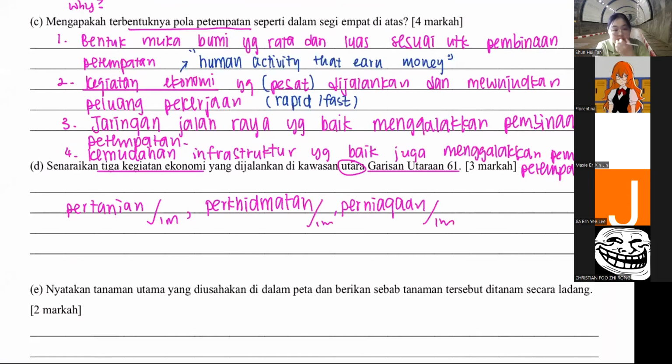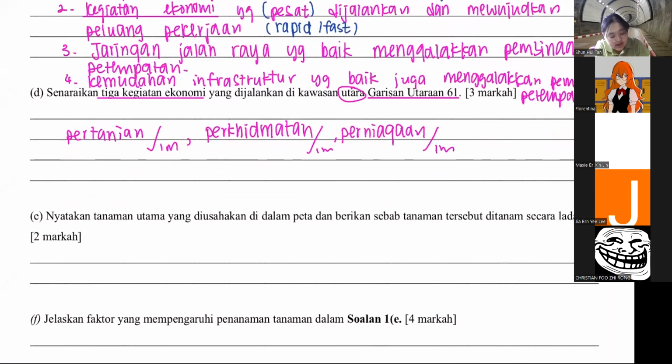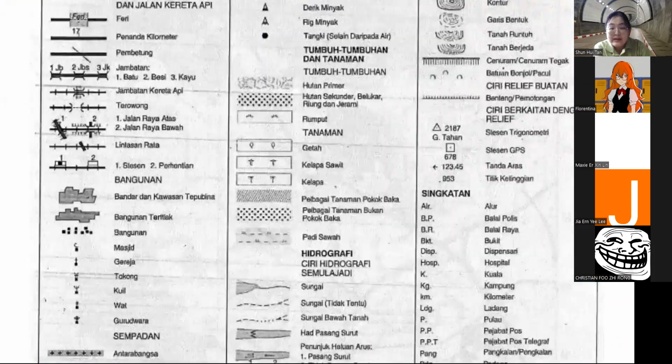Okay? Now, you see, this is how you gain your marks. And they also ask you what? Nyatakan tanaman utama dalam peta, and berikan sebab, reason. Okay, reason ditanam secara ladang means, first, what we plant, and second, why we want to farm them. So let's find out what plants we have on top.